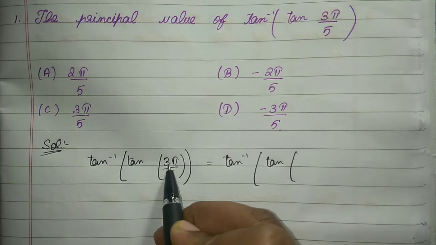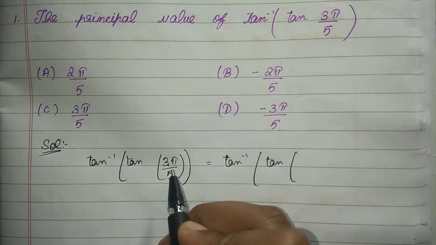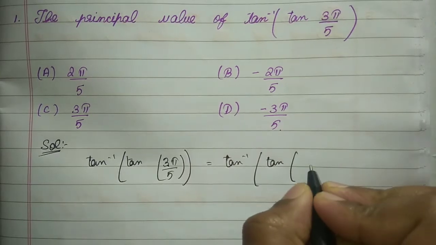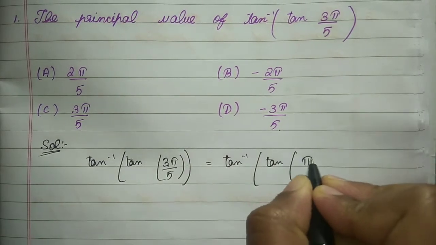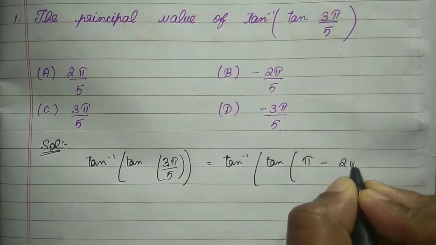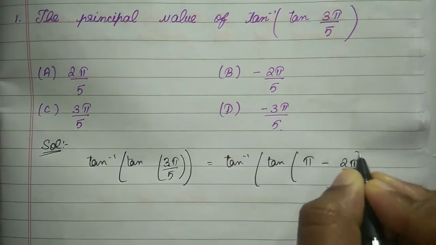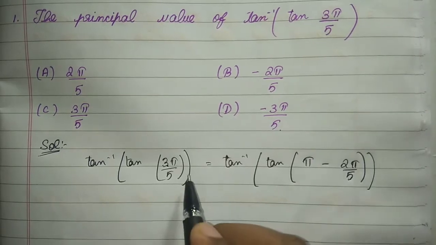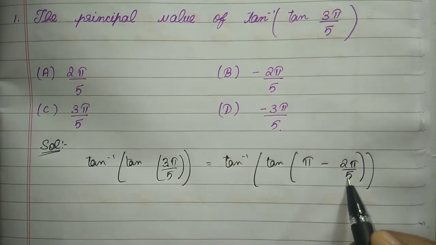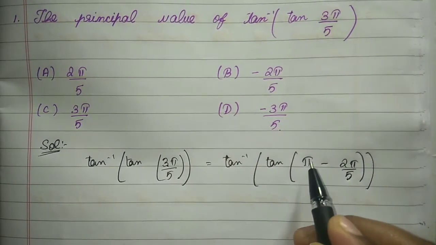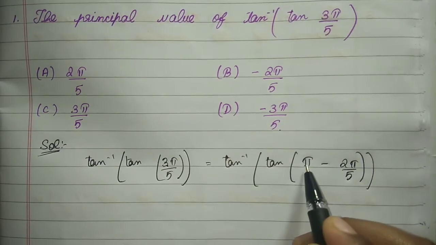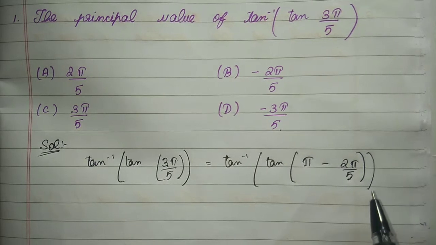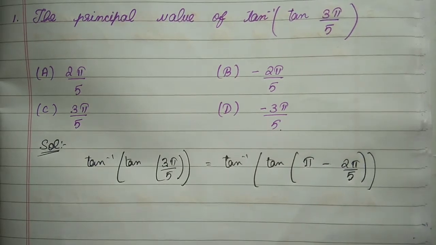So this one we have to split. How can we split it? If we take it as pi minus 2 pi by 5, and work it out, it will be 5 pi minus 2 pi, which is 3 pi by 5. We get back the same step here.